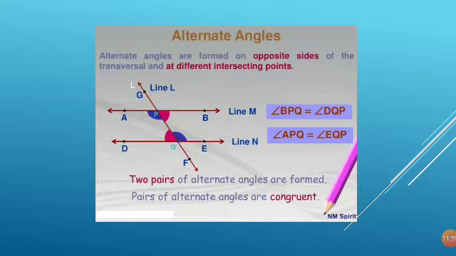Alternate angles. Alternate angles are formed on opposite sides of the transversal and at different intersecting points.